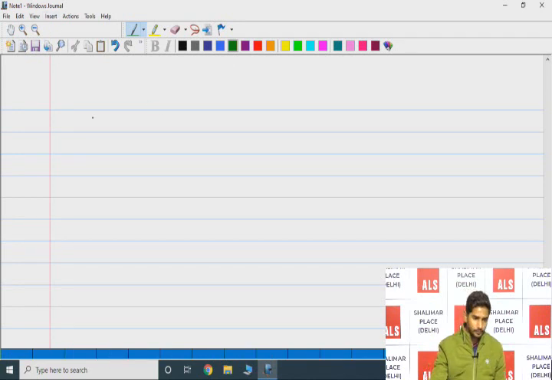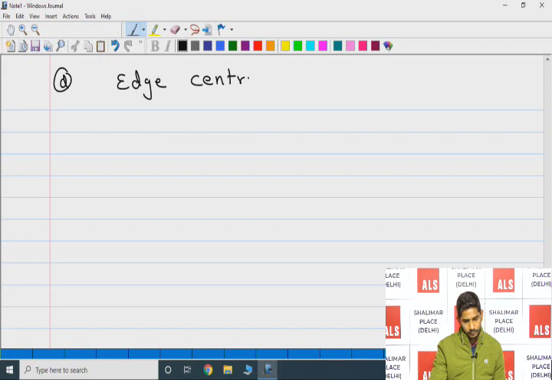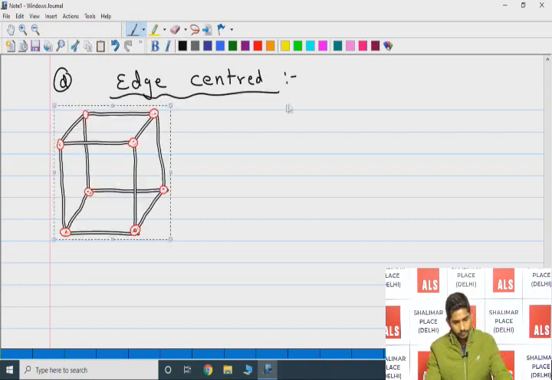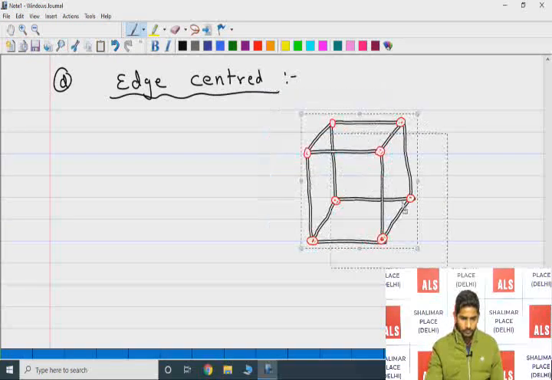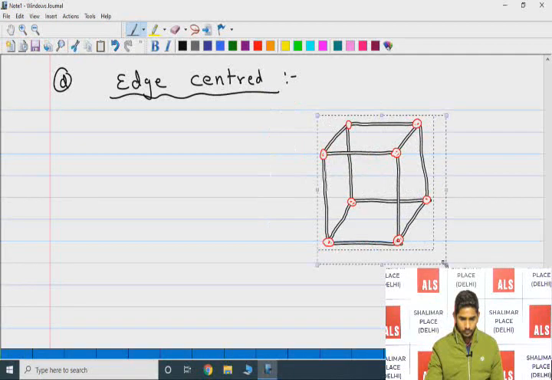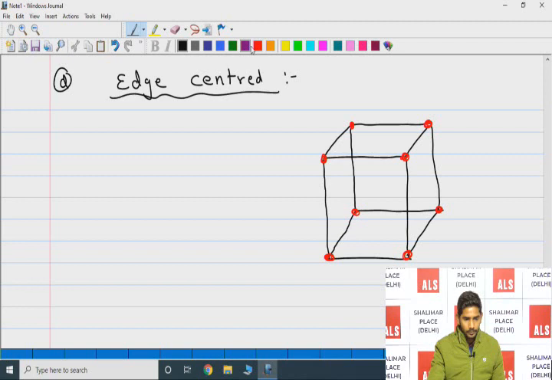Next, edge centered. Here, the atoms are at the corners as well as on the edges. Look at this. Please copy it.